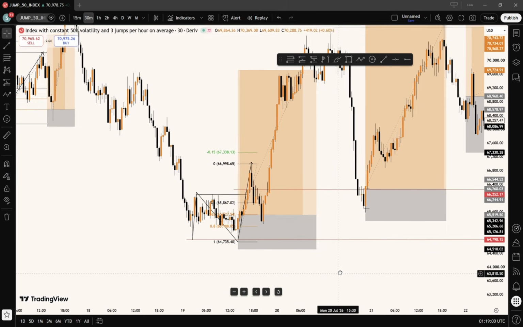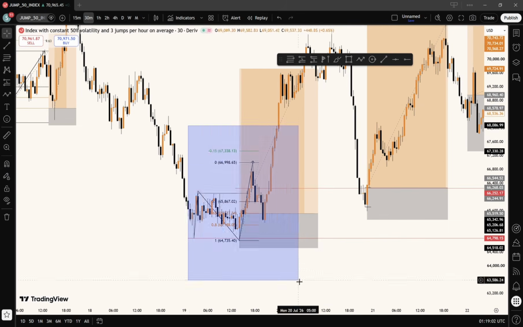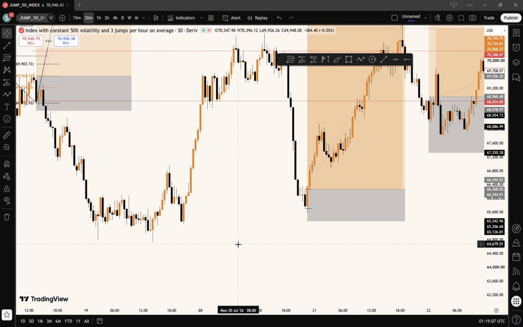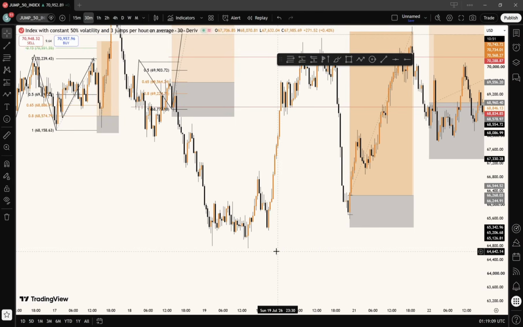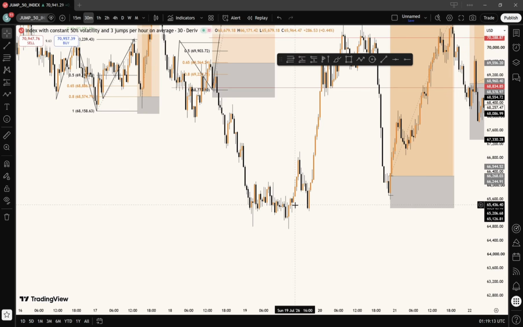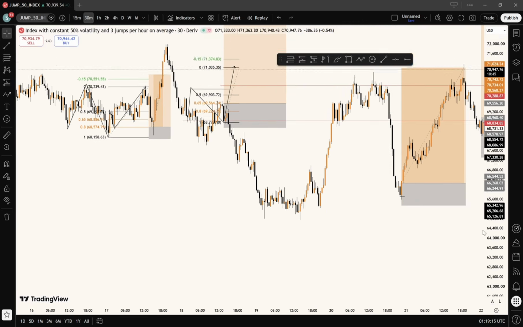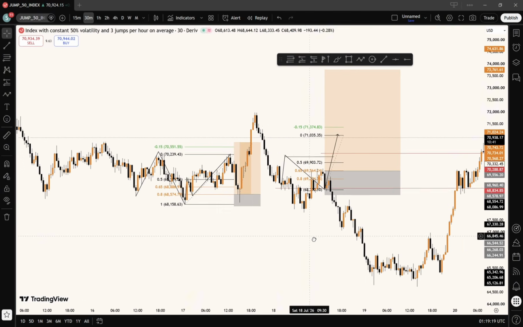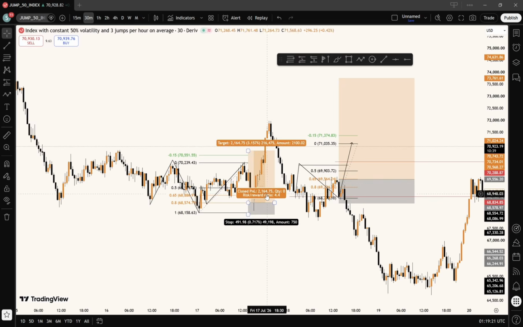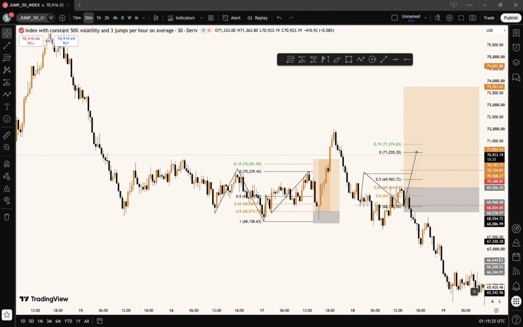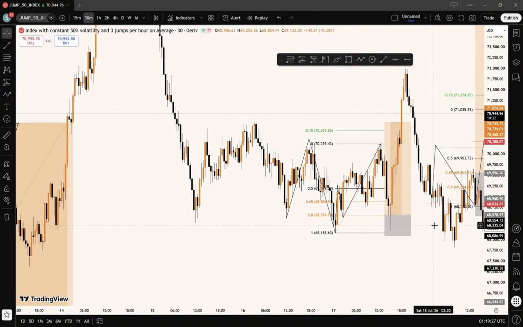Then talking about three candle confirmation. Let's see if we have something like that somewhere here. Let's see. I think we have something like that here. This place. So now this is how three candle confirmation work.